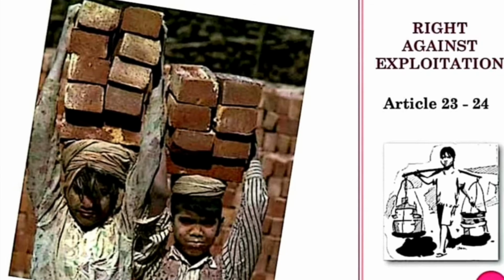Next one, right against exploitation, Article 23 to 24. The third right is the right against exploitation. Under this right, it prohibits trading of humans, forcing to work without salary, etc.